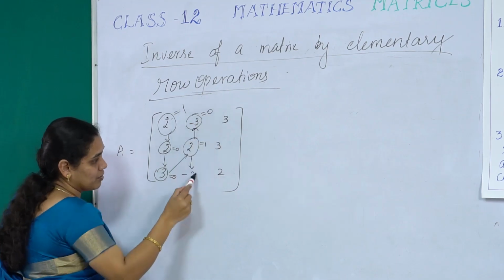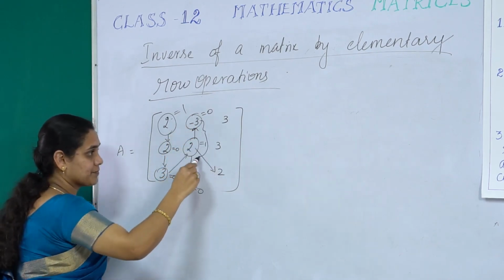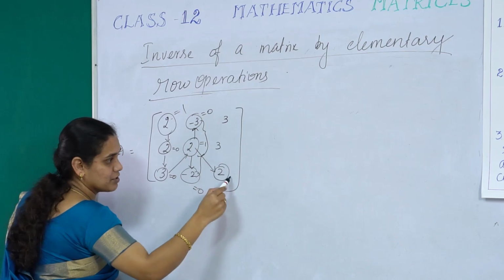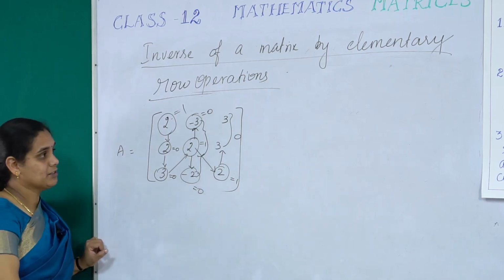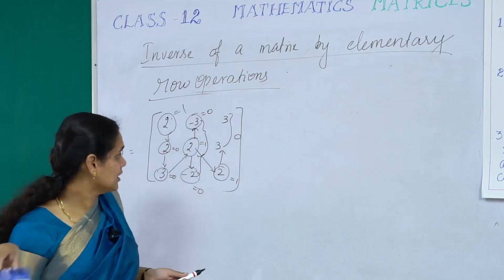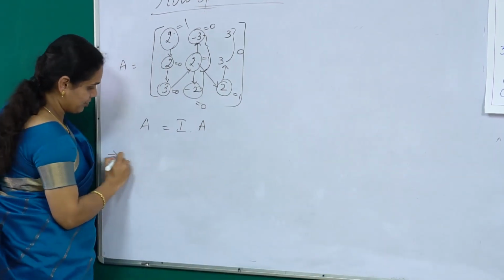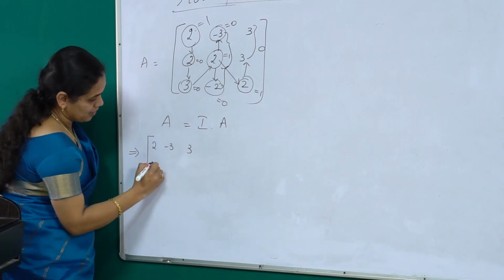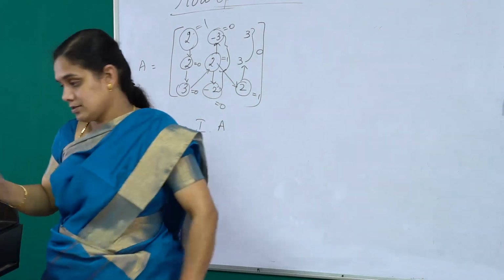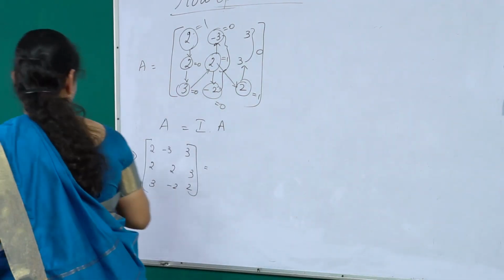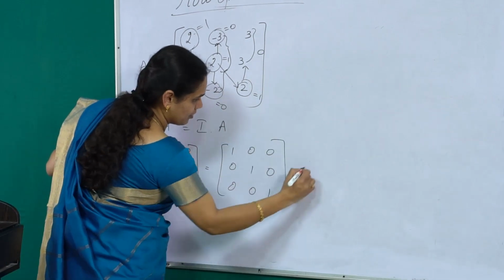This will be 0 and this will be 0, and then go here. After converting this to 0, then you move on to here. This you make it into 1, and then this to 0. If we go by this pattern, then we get the answers easily. So let us write this matrix as A equal to I into A. Then this will be 2 minus 3, 3, 2, 2, 3, 3 minus 2, 2, into 1, 0, 0, 0, 1, 0, 0, 0, 1 into A.